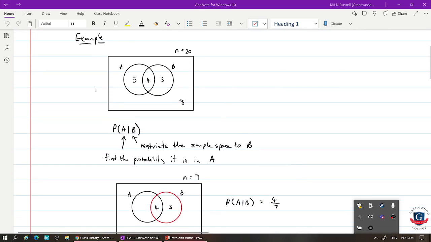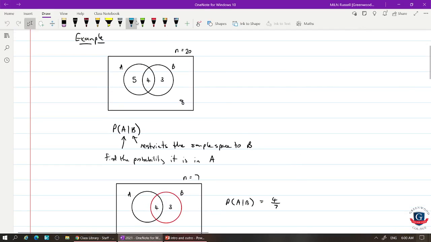So here's a sample set. Inside A we have 9, inside B we have 7, inside the intersection we have 4, and outside of set A and B, we have 8, giving us a total of 20, hopefully, if I've added up correctly. What we're going to try and find is this thing, probability of A given B. This slash here we say is given. And try and determine what that means.